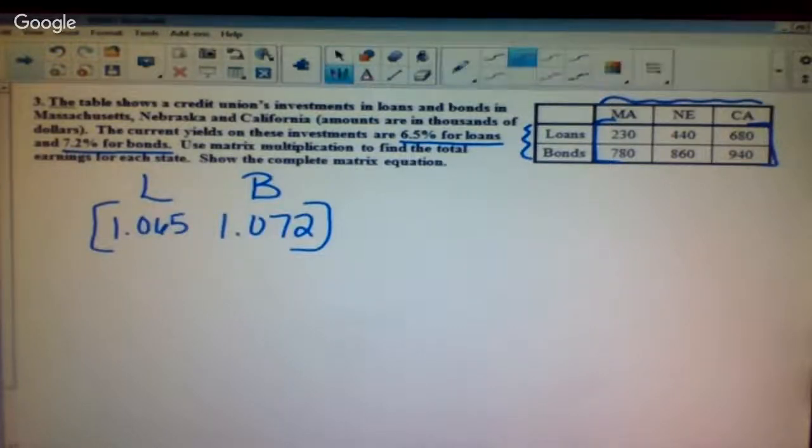Okay, so because we just learned about dimensions, this is a what by what matrix? 1 by 2. Right. This is a 2 by 3. So can I multiply these two? Yes. Yes, 2 and 2. So my answer should actually come out to be a what? 1 by 3. 1 by 3.